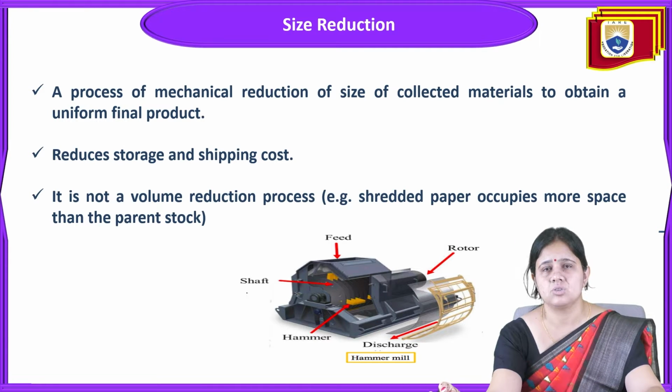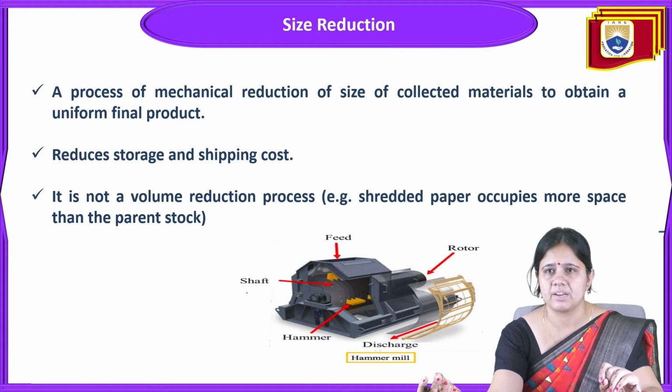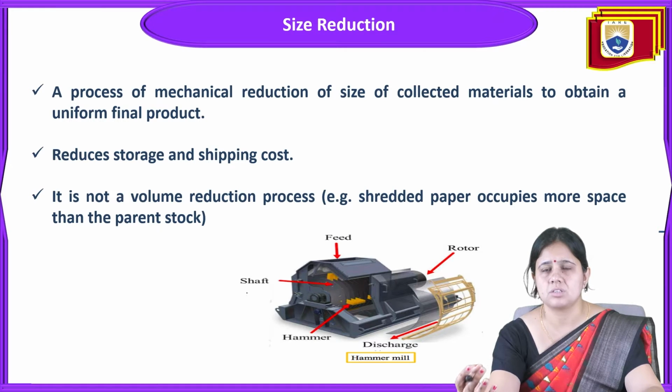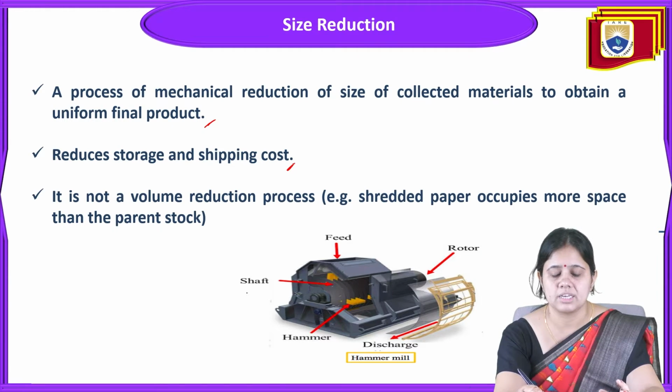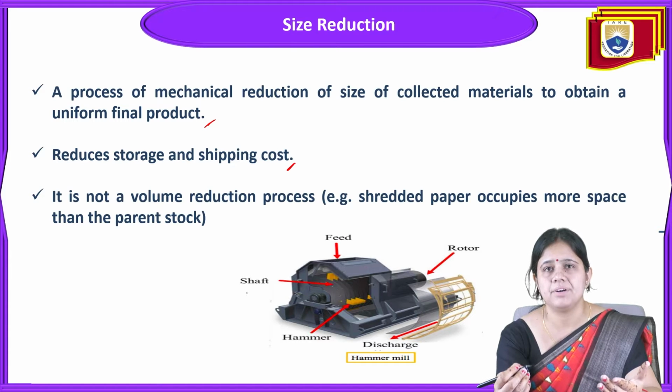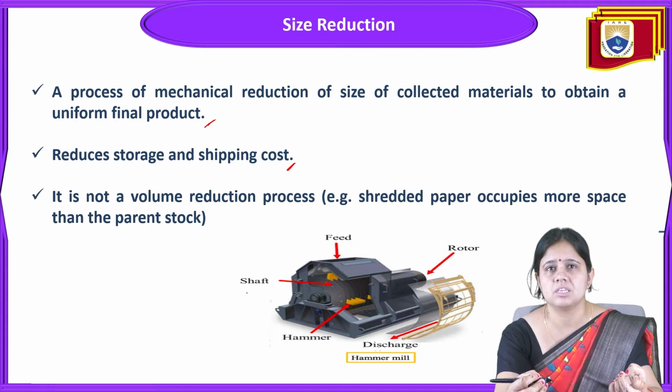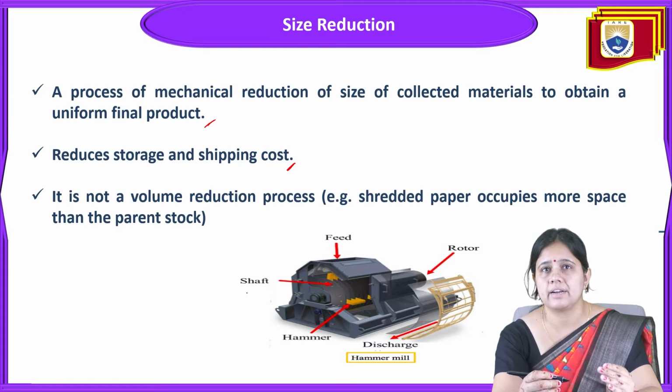Next is size reduction, how size reduction is done at the MRF site. It is a process of mechanical reduction of size of collected materials to obtain a uniform final product and reduce storage and shipping cost. It will benefit in that it reduces storage and shipping cost. It is not a volume reduction process, like shredded paper, which occupies more space than the parent stock.